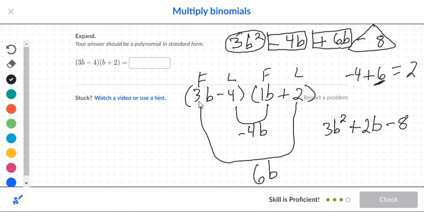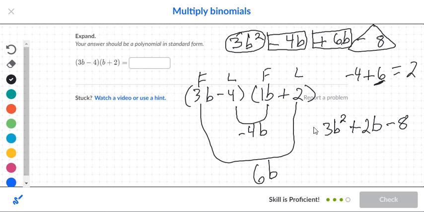So we have 3 times the 1. So the first terms are 3 times 1 is 3. We have 2 letter b, so that's b to the second. Our double smiles, negative 4 times 1 is a negative 4, followed by the letter b. And then our outside smile, 3 times 2 is 6 with the letter b. So that's how I got the negative 4b plus 6. The negative 8 came from a negative 4 times a positive 2 is a negative 8. I circled, I put boxes here with the single letters, and then I triangled.